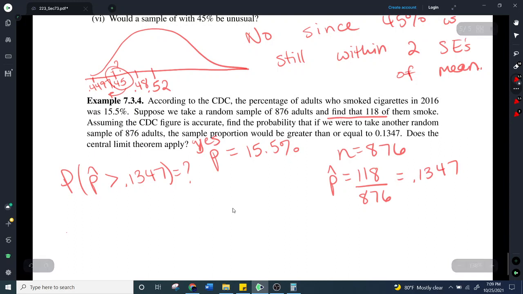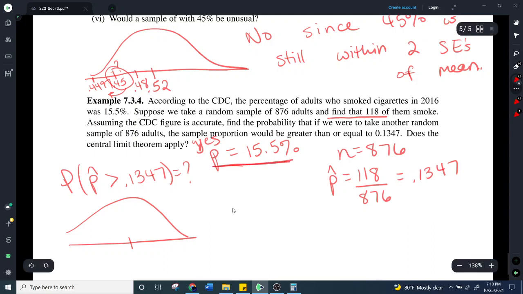Let's go ahead and draw a quick picture of what this looks like. Now we're looking at a normal distribution. In the middle is what I expect. So my expected proportion of smokers is my population proportion. I'm going to write this as a decimal and put 0.155. So that's the 15.5%. And then 13.47%, or that 0.13 number, is over here. And they want to know what is the probability that our sample proportion will be greater than that number. So greater than that number means we're looking at all of this shaded area.